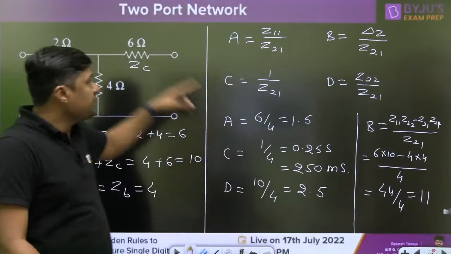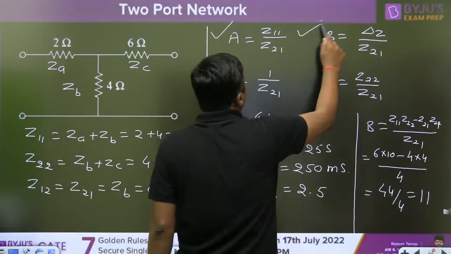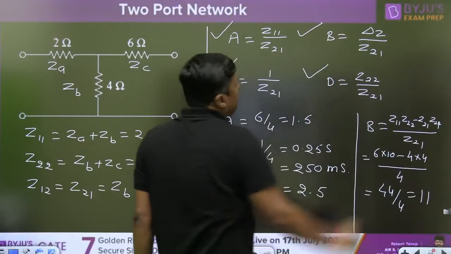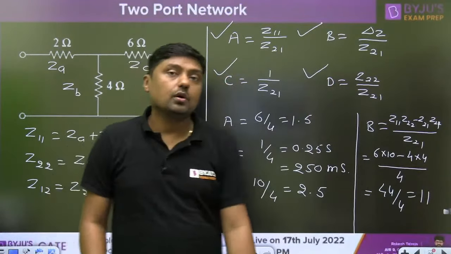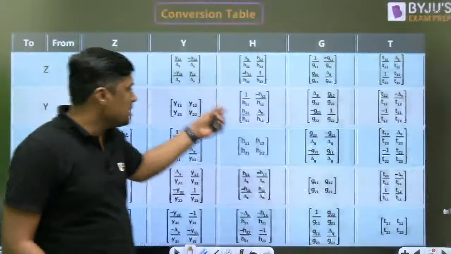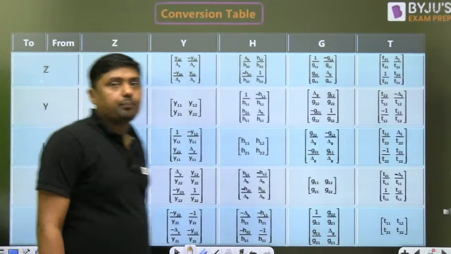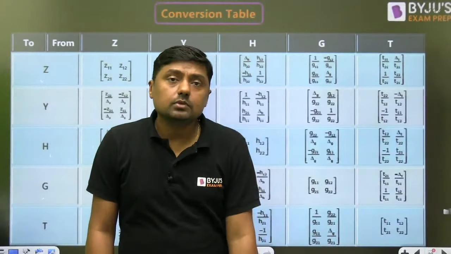But in this case, if you have the idea about the conversion, directly it will become very, very easy for you. Okay. So this is another question. So remember, this is a very, very important table, the conversion table. Take the screenshot of this. This is the Z parameter in terms of Z, Y in terms of Z, H in terms of Z, G in terms of Z, T in terms of Z. Okay. So that is the conversion table.